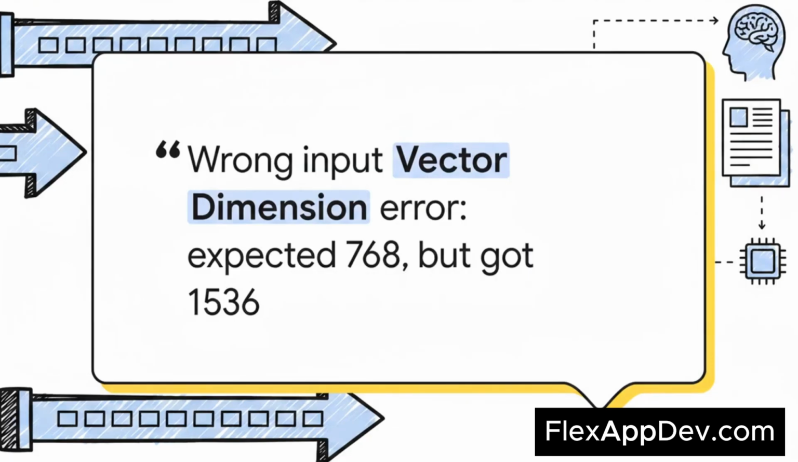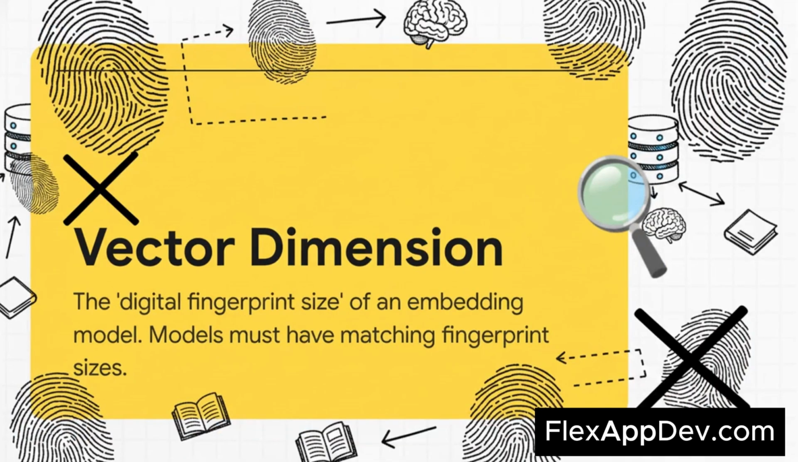The error will look just like this. It's going to start talking about a vector dimension mismatch. I know it sounds super technical and complicated, but I promise the concept behind it is actually incredibly simple. A vector dimension is just the digital fingerprint size that your embedding model, your librarian, creates. See, different models create different sized fingerprints. Some might be small, some might be large.